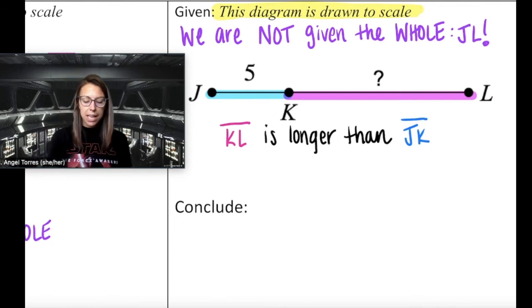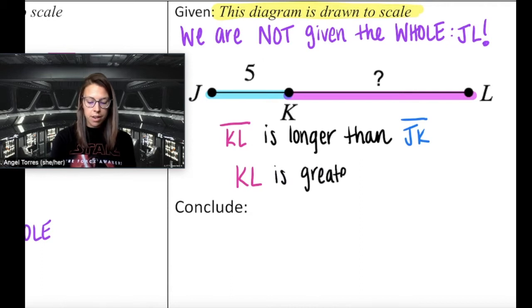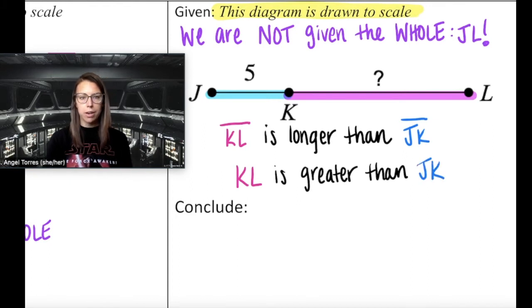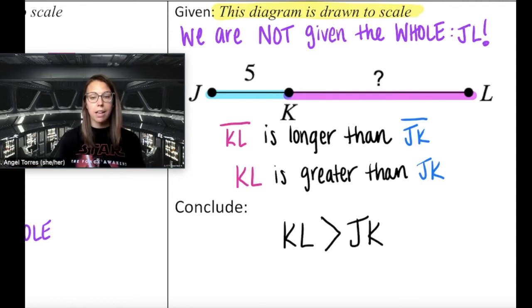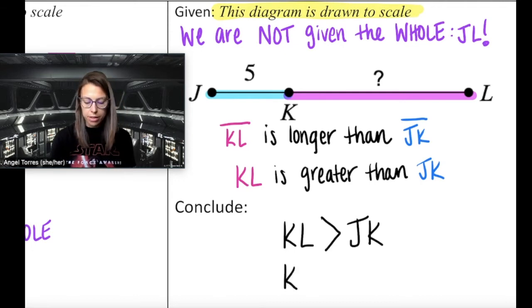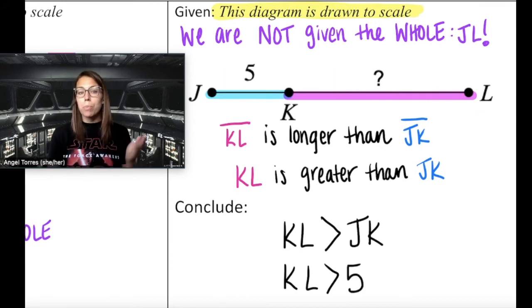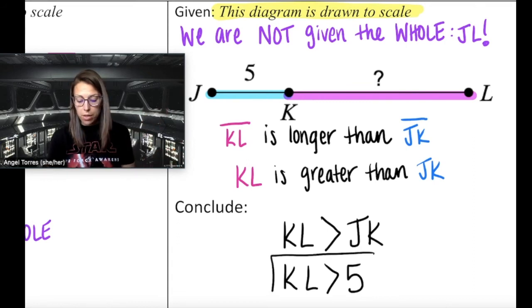If segment KL is longer, that means the length of KL has to be greater than the length of JK, right? Longer, greater, that makes sense. My length KL, whatever that is, has to be greater than my length JK. Well, we don't know the length KL, but we do know the length of JK, and that's 5. So because this diagram is drawn to scale, I know that from K to L has to be greater than 5 units.